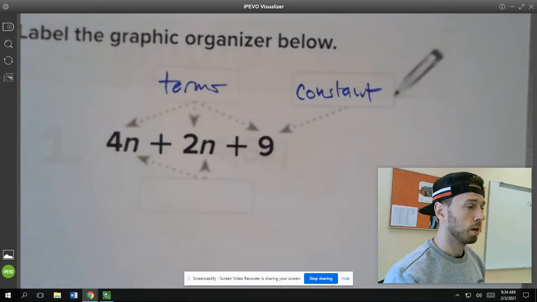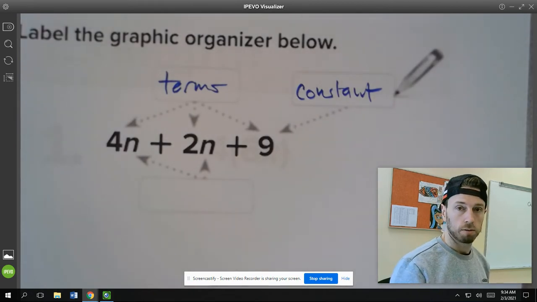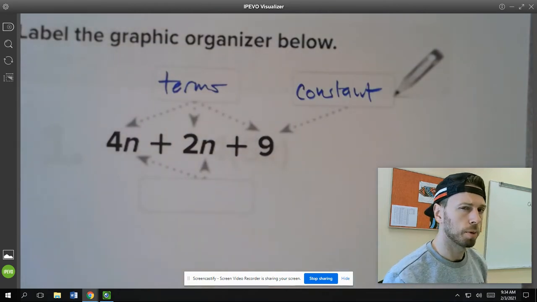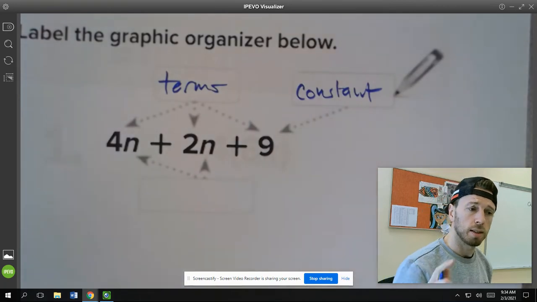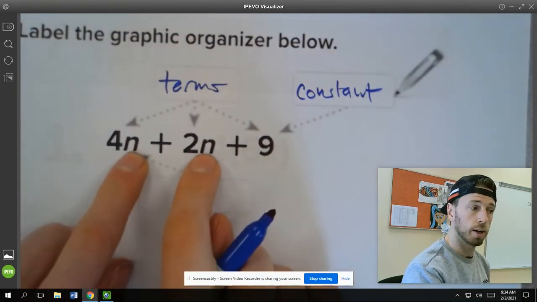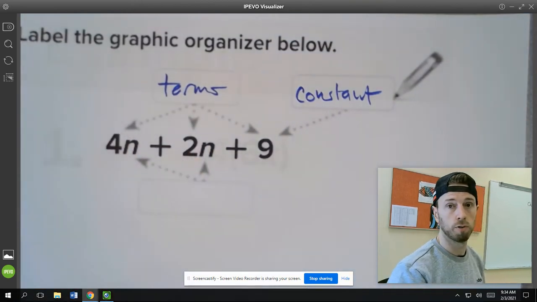Those are variables. Are there any coefficients in this expression? Remember, a coefficient is a number being multiplied by a variable, a number right in front of the variable. In this case, yes, there are 2 coefficients, a 4 and a 2. Not 4n and 2n. Those are the whole terms. I want the coefficient. That's just a number. 4 and 2 are coefficients.